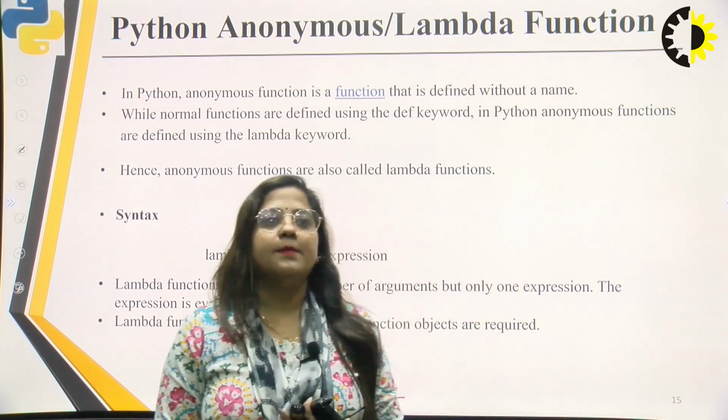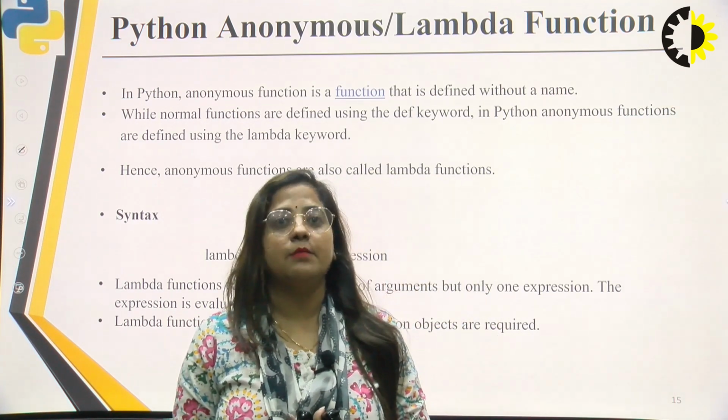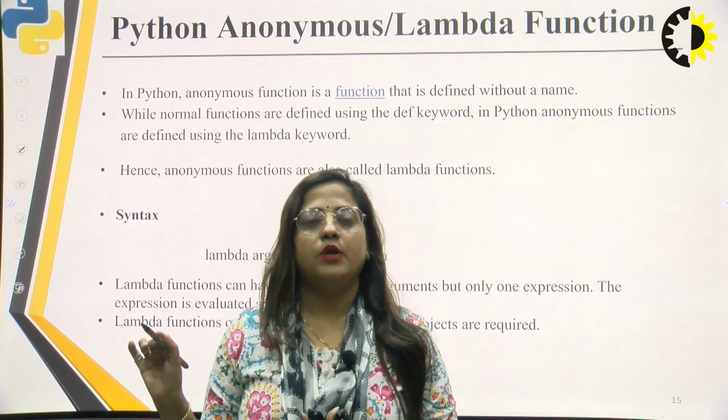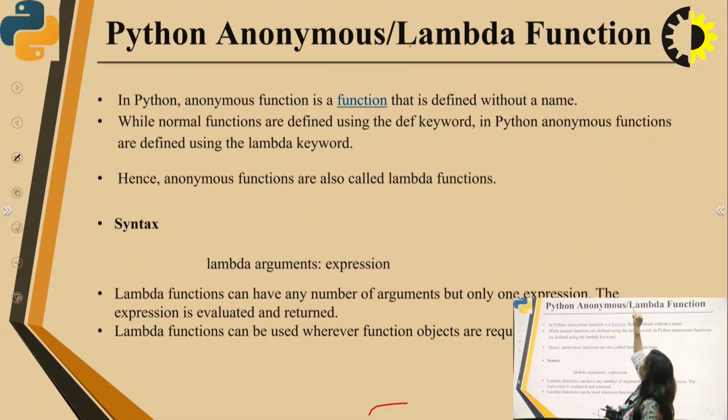In Python, an anonymous function is a function that is defined without a name. Here there is no need for any def keyword. It just directly uses the name lambda. While normal functions are defined using the def keyword, Python anonymous functions are defined using the lambda keyword, meaning there is no need for any def. Hence an anonymous function is also called a lambda function, meaning all anonymous functions are called lambda functions.